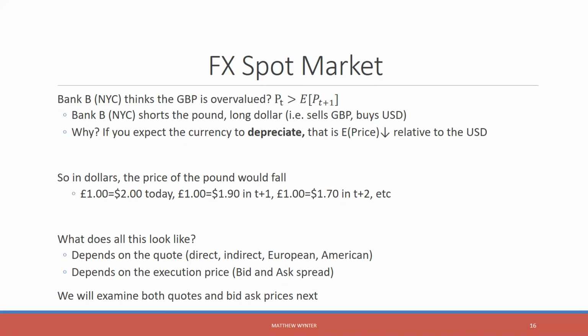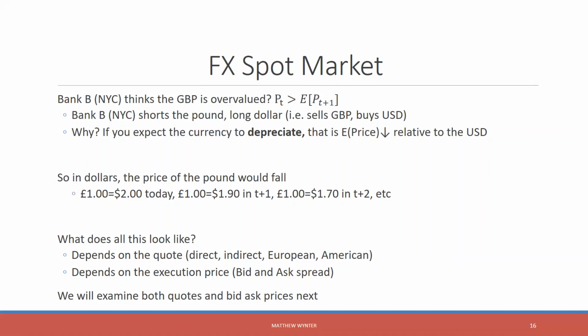Why? Well, if they're expecting the currency to depreciate, then they're expecting the price of the pound to fall relative to the dollar. So in dollars, the price of the pound would fall. So today, it takes $2 to buy a pound. Tomorrow, it would take $1.90. The day after, $1.70, $1.50. This is the expectation when we say that the price would fall in dollars.